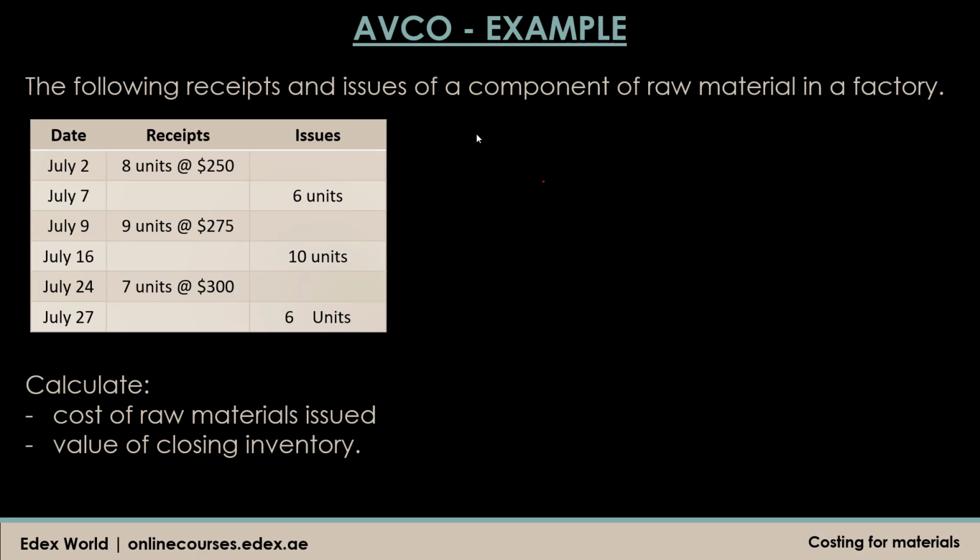So first let's calculate the average cost of materials received. How do we do that? On July 2nd, we received 8 units and the cost of each unit was $250. So the overall cost for this particular batch is $2,000, 8 into 250.